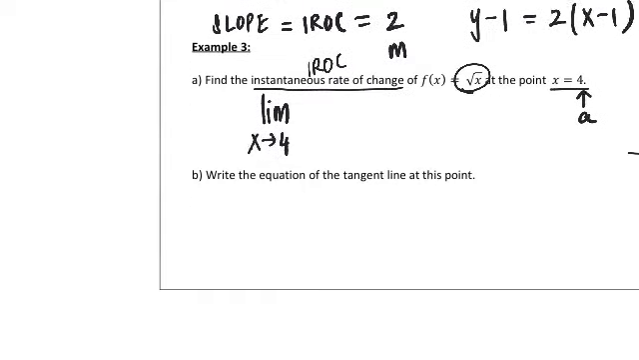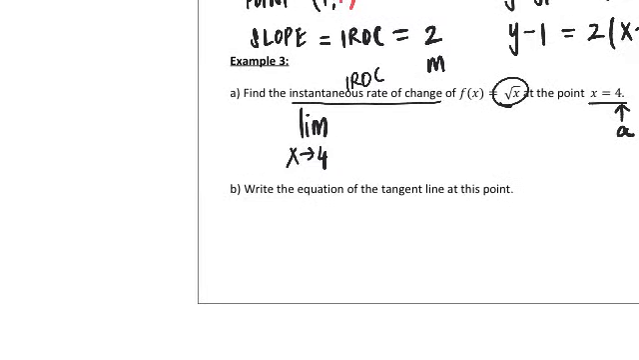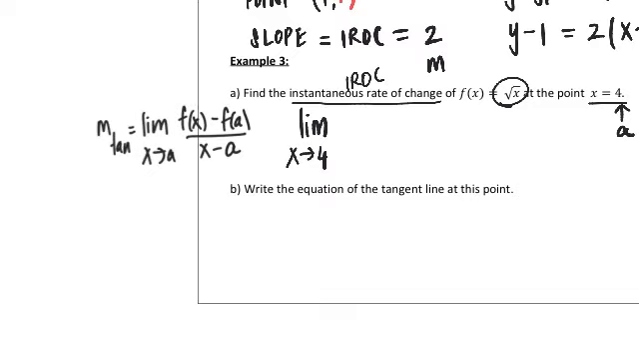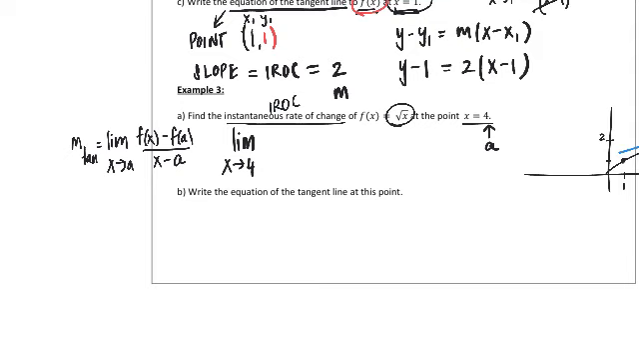I'm using this equation up here again. Actually, let me just write that equation down for you. I'm using m tan is equal to the limit as x approaches a of f of x minus f of a over x minus a. a is the point that you're at. We're at 4, so a is 4. So f of x is the equation, so rad x, minus f of a, which is the square root of 4, or 2. And then here I'm going to put x minus 4.